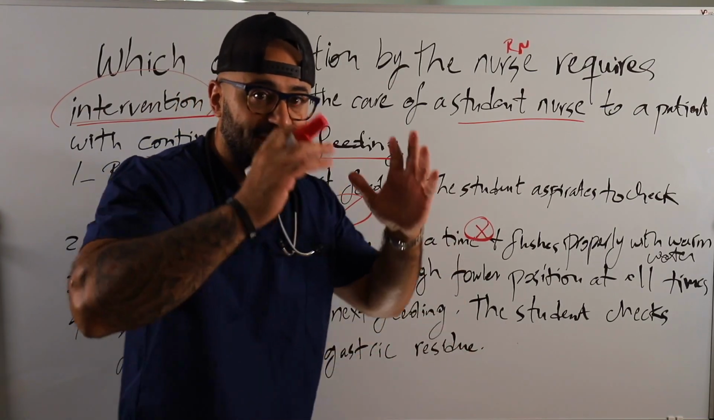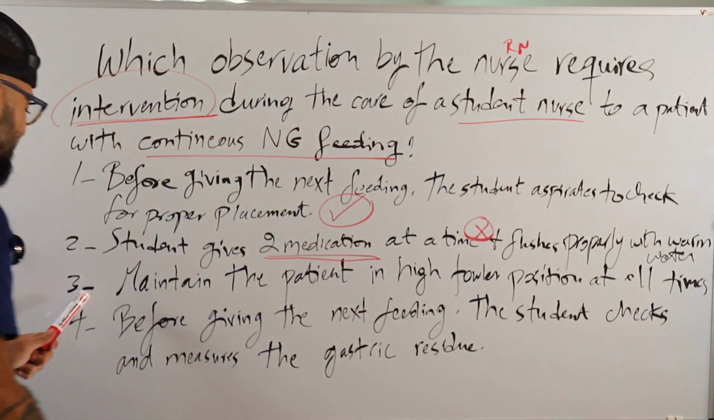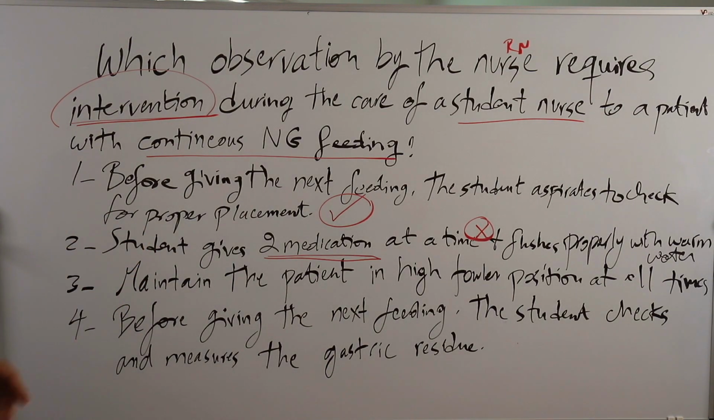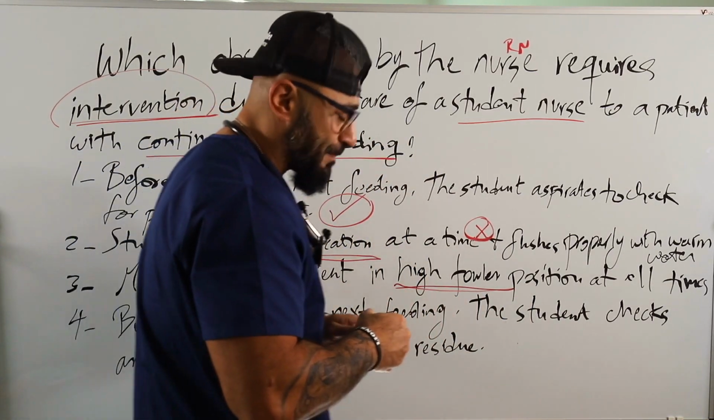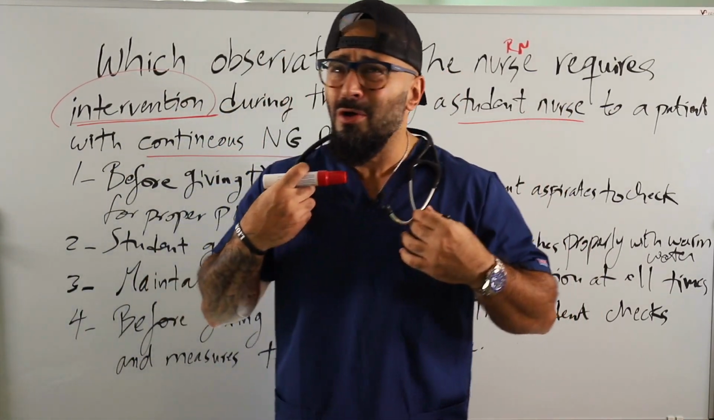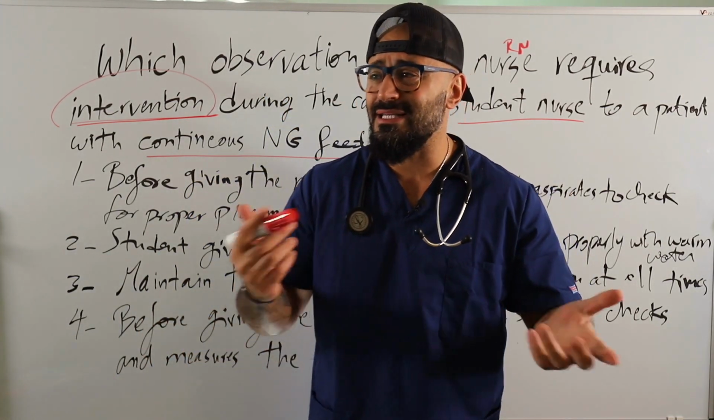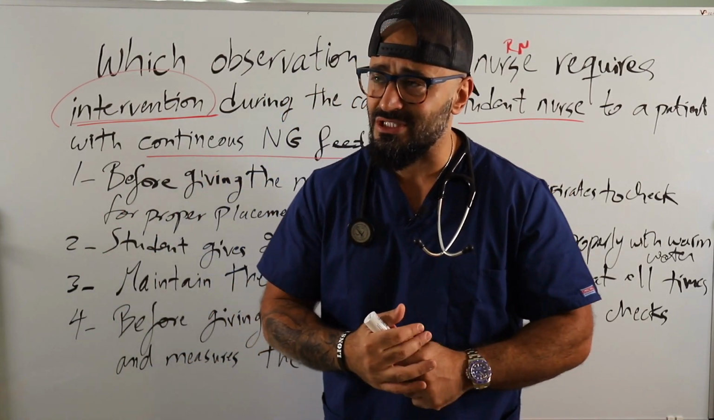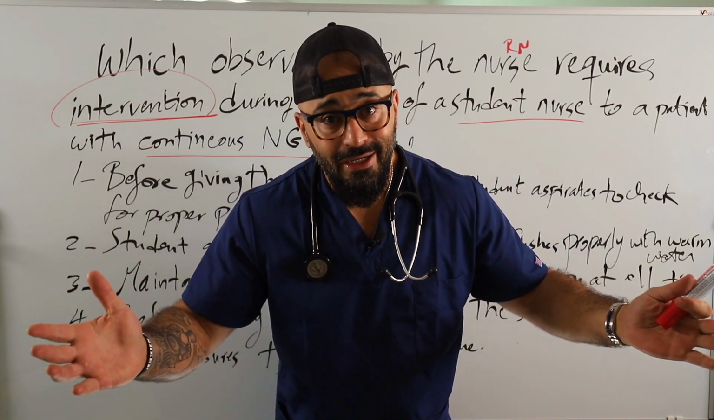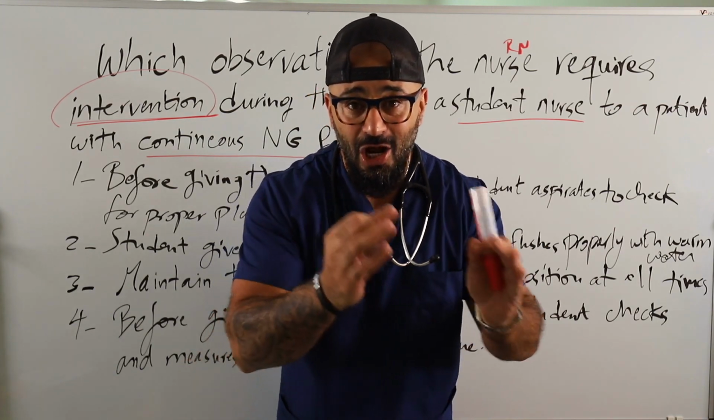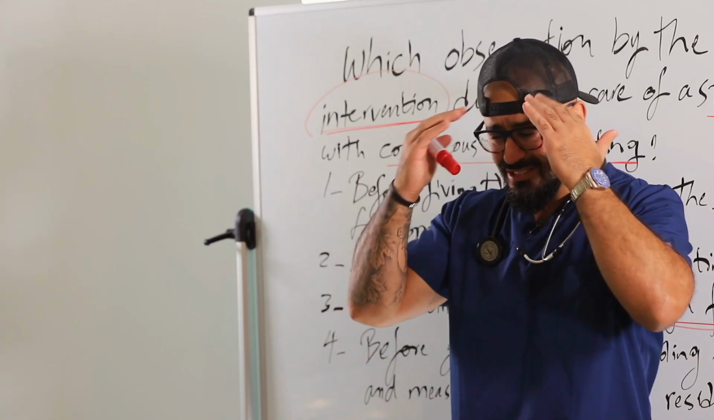Maybe there's something, let me pronounce this right, catastrophic, right? So option number 3, maintain the patient in high Fowler position at all times. High Fowler position is the right position for NG feeding. A lot of people will say, hey Mo, but when I go to a hospital, I'm doing my clinicals, and I see they put patients in semi-Fowler position, like in 30 degrees, right? Okay. They might. Now a good practice, and on the NCLEX, it's high Fowler's, which is 60 degrees to 90 degrees.